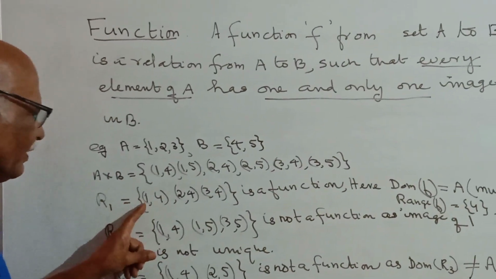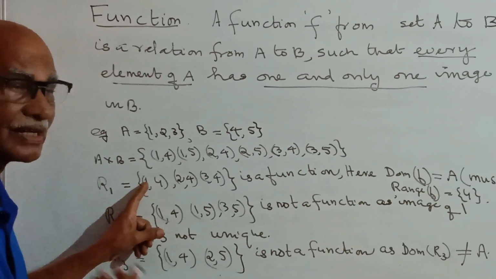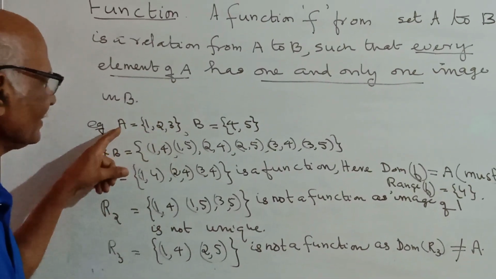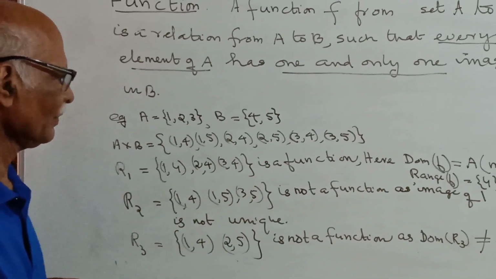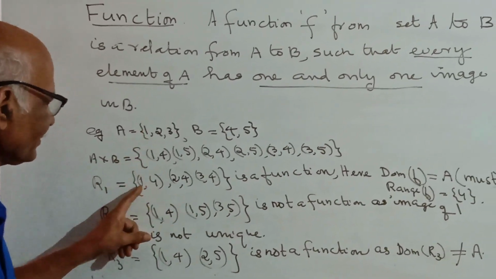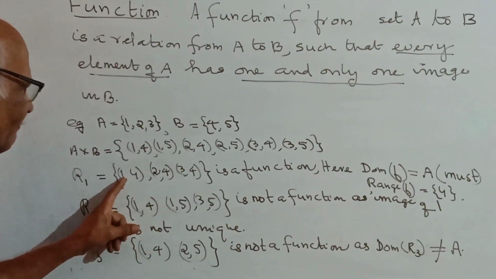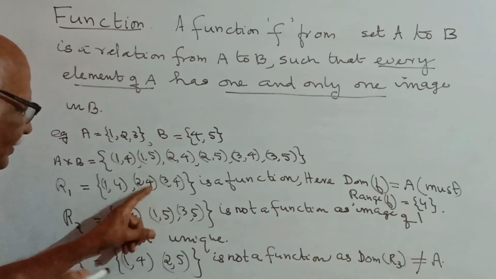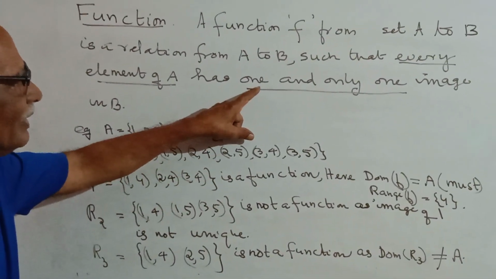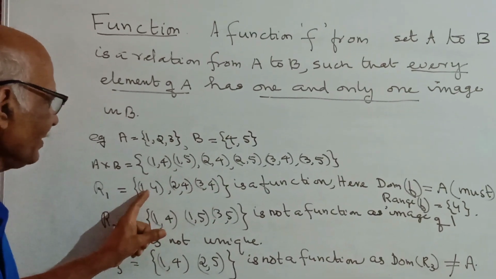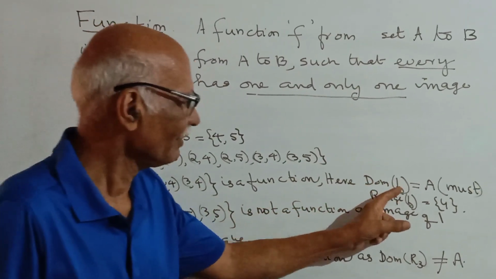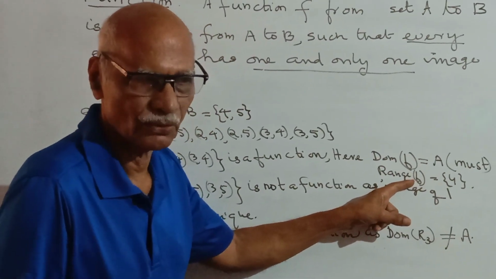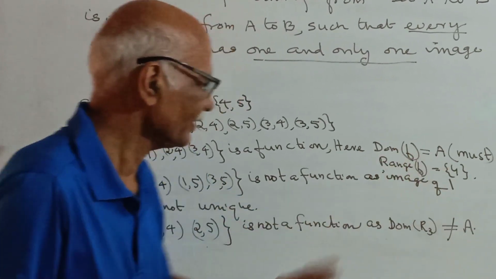Now we see, in this case R1, the first components are 1, 2, 3, which is A. So this is a function, and every element of A has come there. Also, 1 does not go to different places. Only one image. 2, only one image. 3, only one image. So it is a function. The domain is A. The domain of f is a must; this is a condition. And the range can be a subset of B. So the range of f is the set {4}.